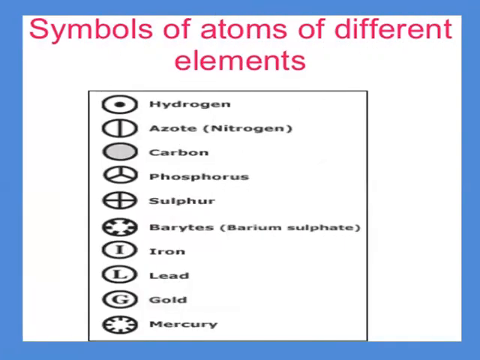To name these atoms of various elements, some symbols were used as representations. Writing the names every time was not convenient, hence early symbols included a circle along with other signs within it. These ancient symbols are not used now.